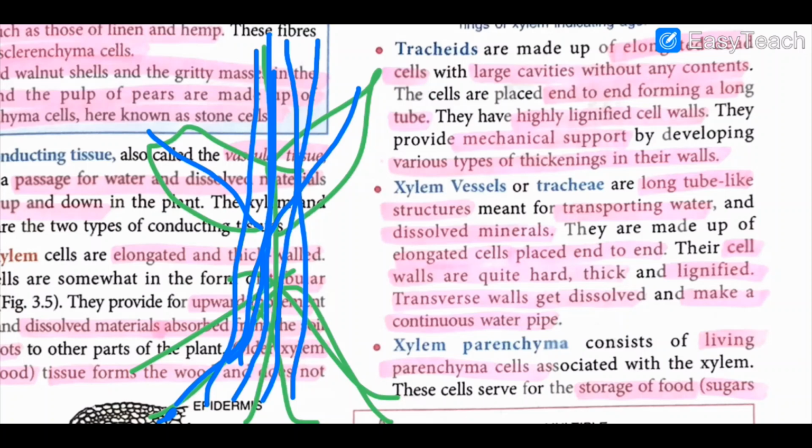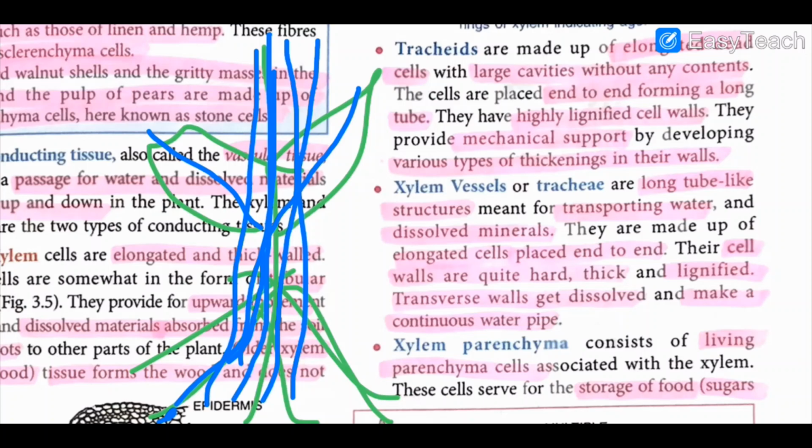Now, how do they provide mechanical support? As this paragraph says, they have highly lignified cell walls. Lignified as in they can provide the mechanical support and all the support that the passage or the tube needs to provide the nutrition to the plant. And by developing various types of thickening in their walls, they're able to provide the mechanical support. Now, second one, xylem vessels or tracheae are long tube-like structures meant for transporting water and dissolved materials. Very similar to tracheids, that's why they both are called the tracheary elements. They are made up of elongated cells placed end to end, and their cells are quite hard, thick and lignified. Transverse walls get dissolved and make a continuous water pipe.